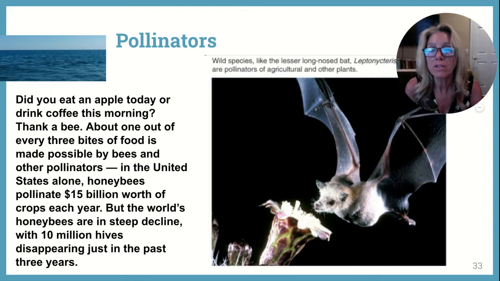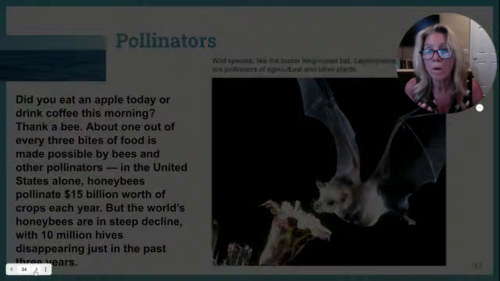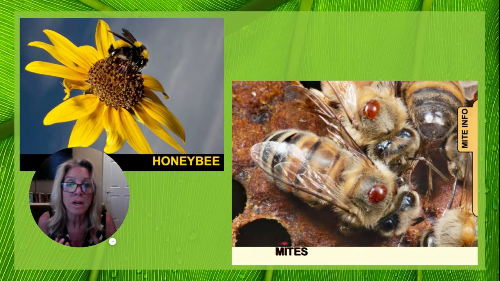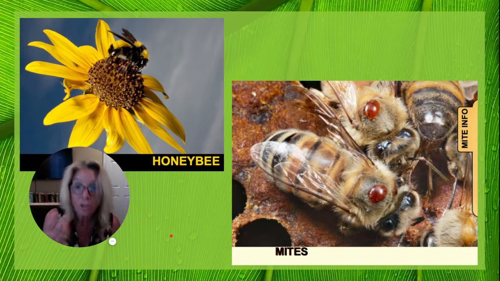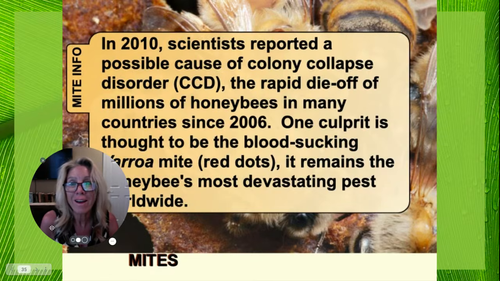But the world's honeybees are in steep decline, losing about 10 million hives, disappearing in just the last 3 years as of today. One idea about that is colony collapse disorder, that there are mites that are growing on these honeybees and destroying those honeybees, and then you don't have those crops. So on your notes, I think you have everything you need for that.